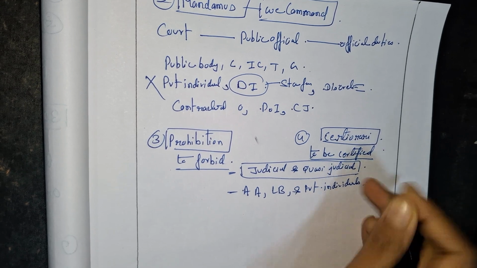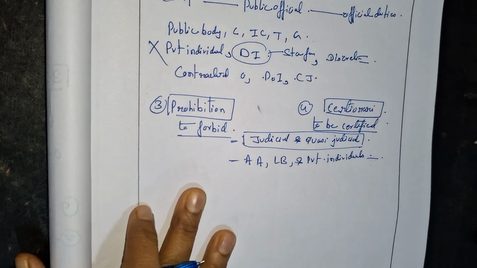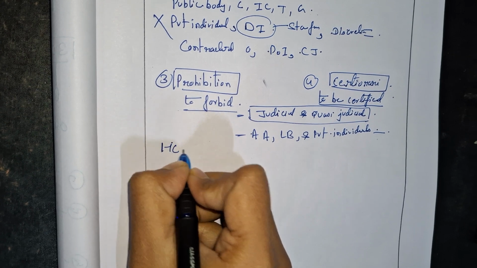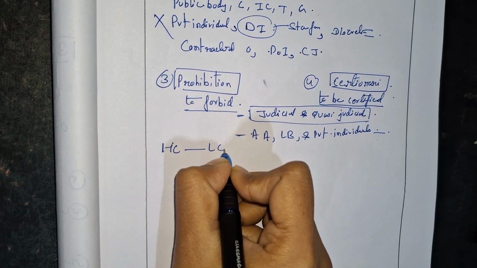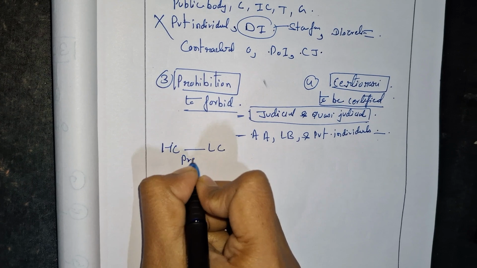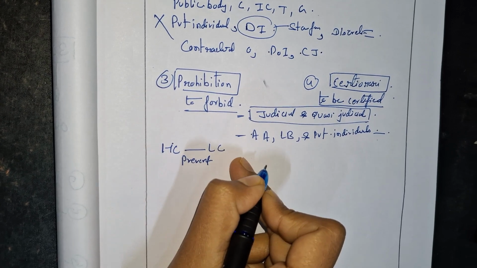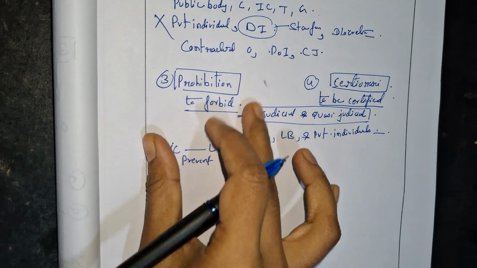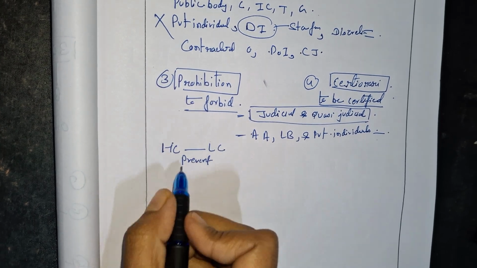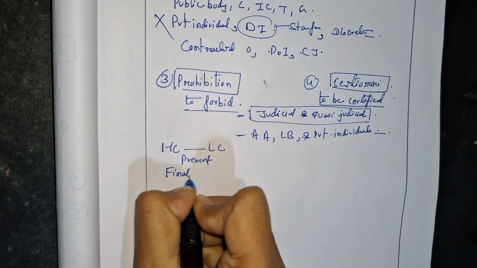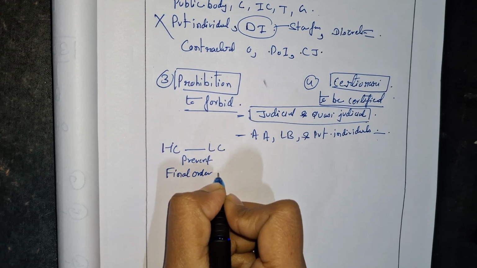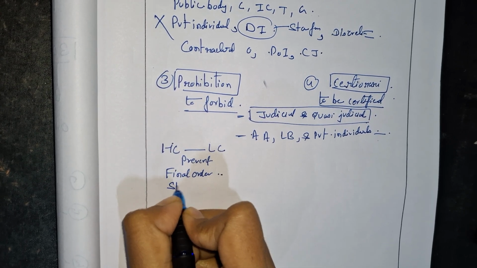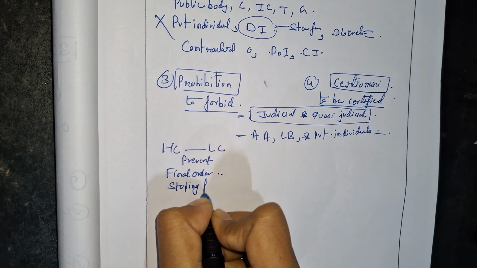So the prohibition is issued by the higher court to a lower court or a tribunal to prevent the latter from exceeding its jurisdiction. This prohibition is issued before the final order is passed for stopping the further continuation of the proceeding.